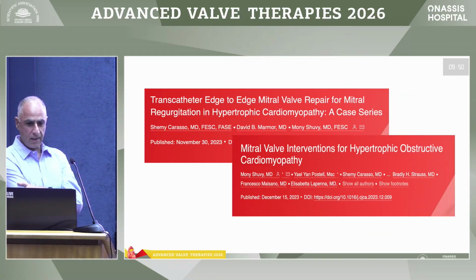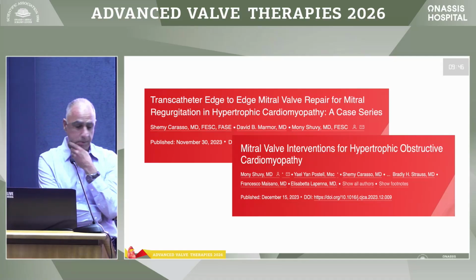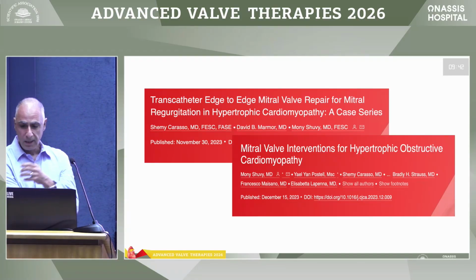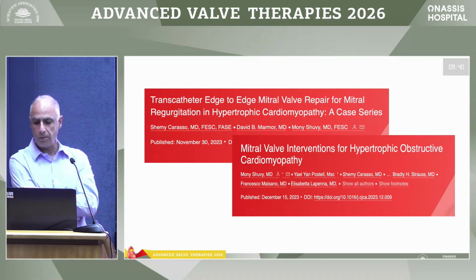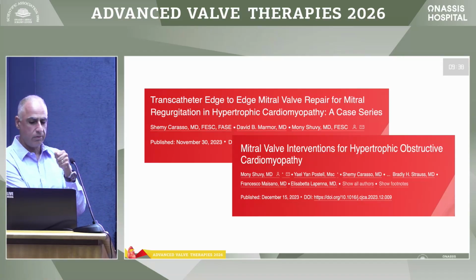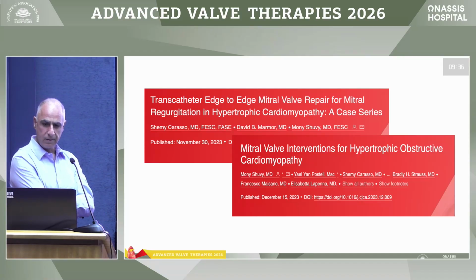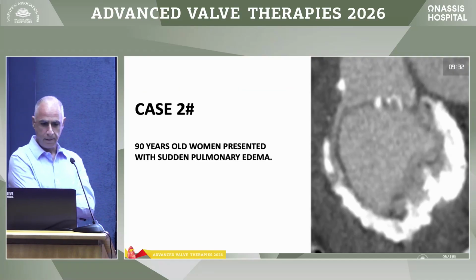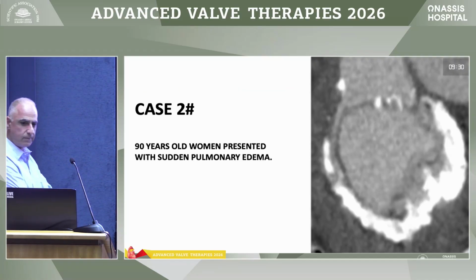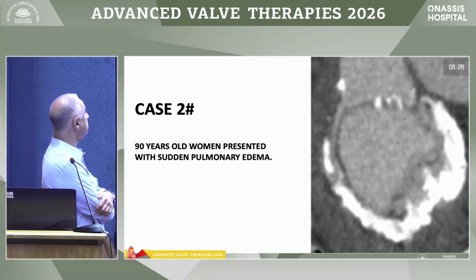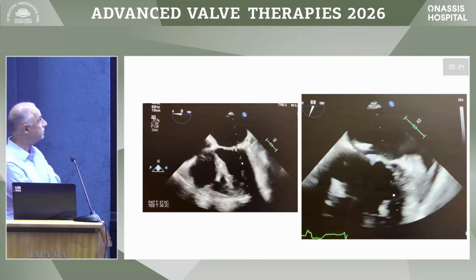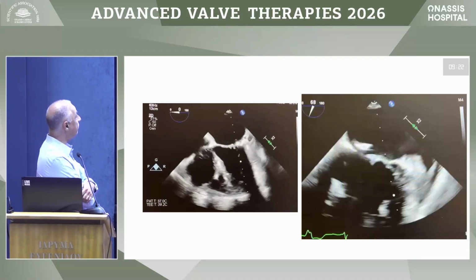We also published our data, and it's also written about mitral valve intervention in general in patients with hypertrophic obstructive cardiomyopathy, highlighting the potential role of TEER in those patients. This is another case. A 90-year-old woman that came with sudden pulmonary edema. And we can see here the valve.